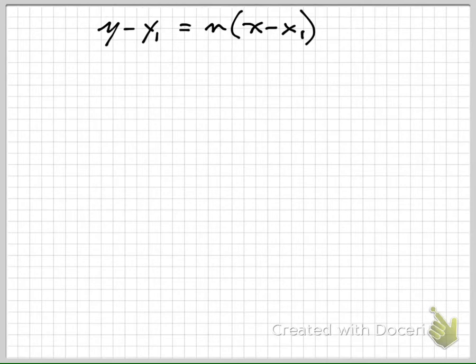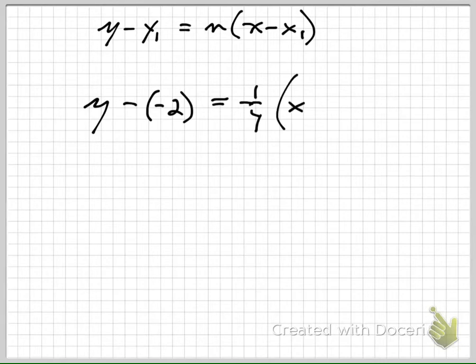Here's our deal: y minus y1 equals m times x minus x1. The y1 and x1 are the point they've given you. What's the point they gave us? (3, -2). So there's x1 and y1. Plug it in. So it goes y minus, what's y1? Negative 2, put it in parentheses, equals m, which is the slope, 1/4, times x minus, what is x1? 3.